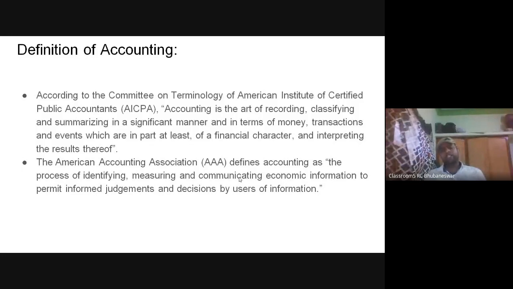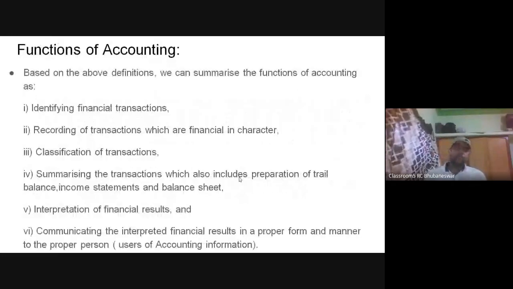That means this is coming under this interpretation part and decisions by the users of information. So the information or the judgment and the decisions by the users will be taken basing upon this accounting information. Next, what are the various functions?